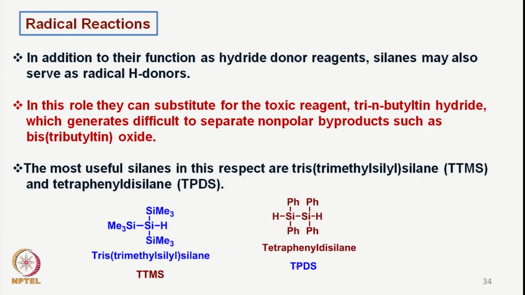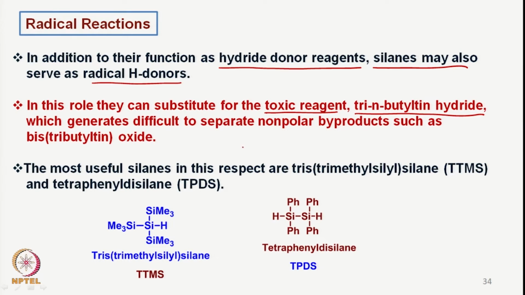Now we see how these silanes can act in reactions where radicals are involved. In addition to their function as a hydride donor, silanes also may act as radical hydrogen donors. In this role they can substitute for the toxic reagent tributyltin hydride. Before we proceed further, various kinds of radical based reactions have been carried out, particularly reduction.